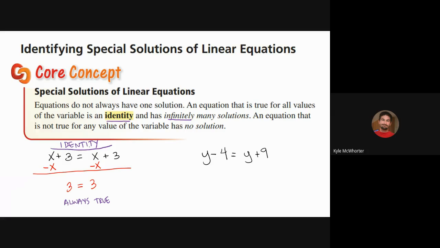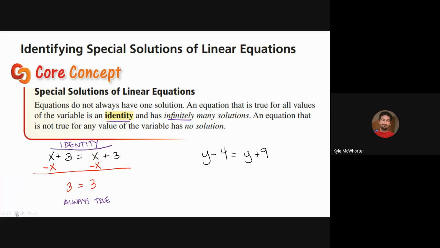Sometimes you won't notice it right away, but you'll go to subtract x's off of one side and all your variables will cancel out, right? When all your variables cancel out, it depends on what you're left with. If you're left with 3 = 3, that means it's always true, x can be anything, and you have infinitely many solutions. But what about over here with this one with the y's?